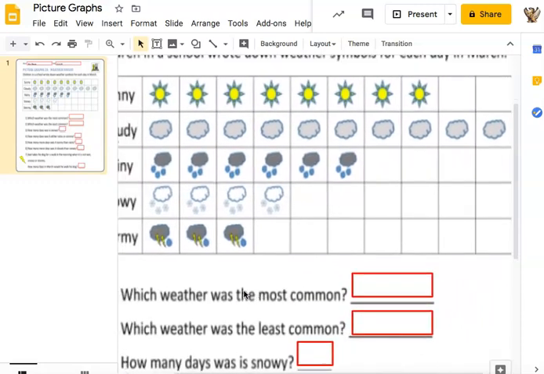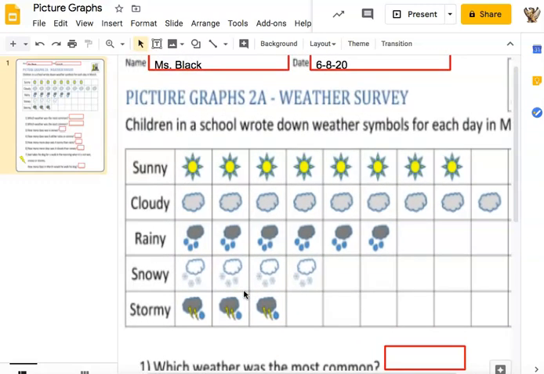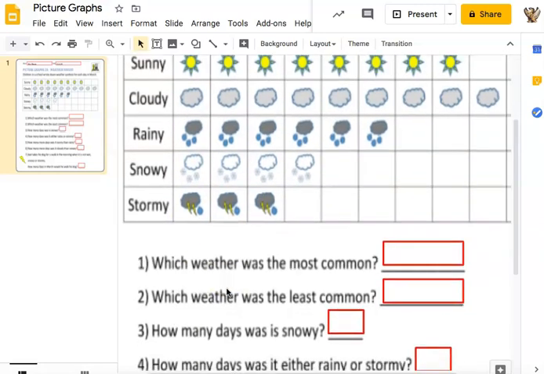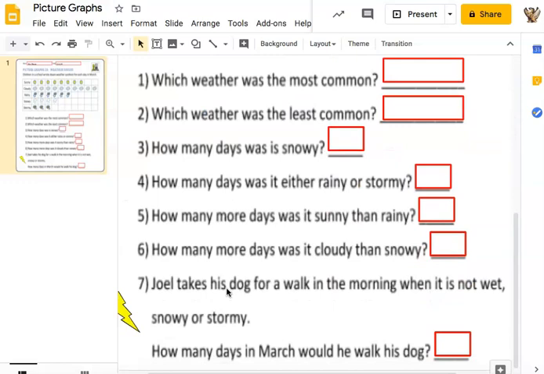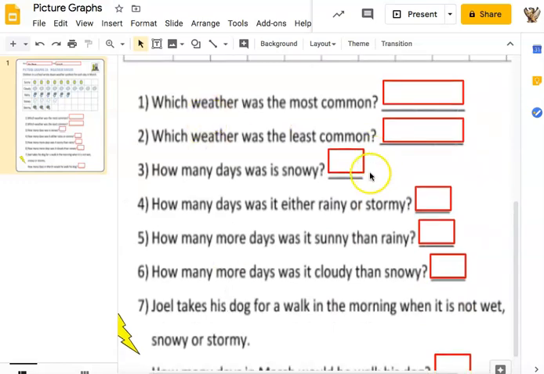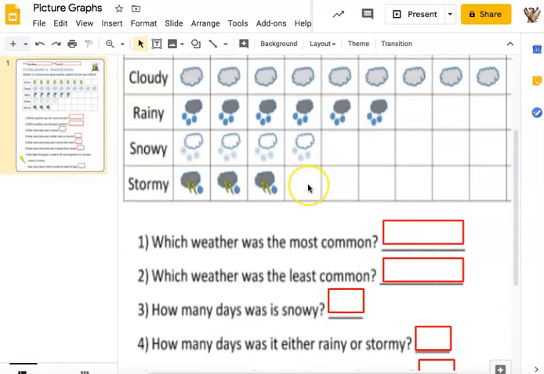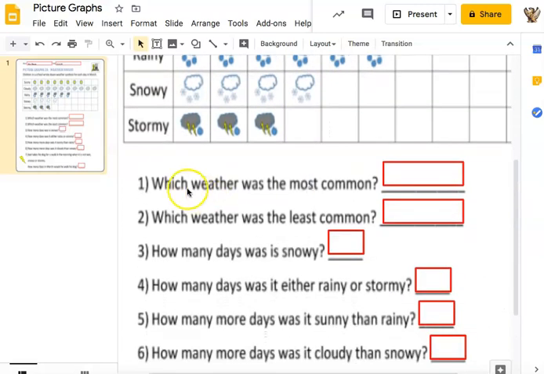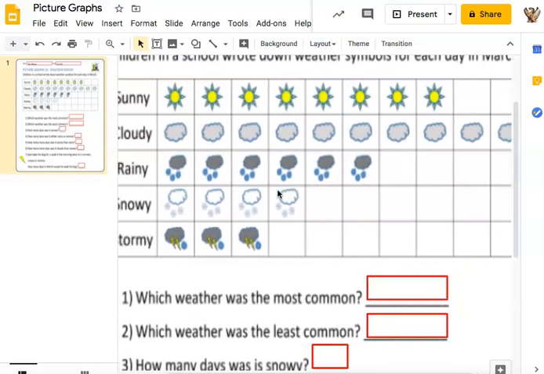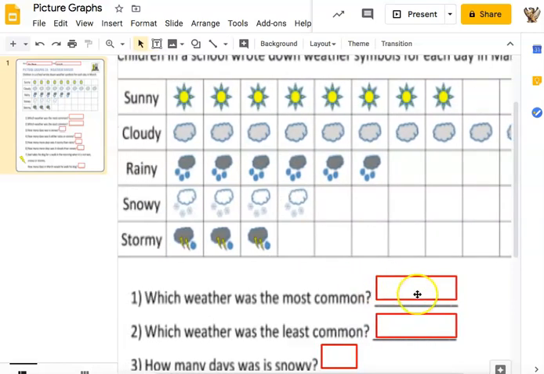And there's no key, so it doesn't tell us what each of these symbols means. So we can assume that each one counts as one day of it being sunny, one day of it being cloudy. Now it's going to be your job to answer the questions that are about the graph. So this one says, which weather was the most common? Which one has the most? And then you'd write your answer here.